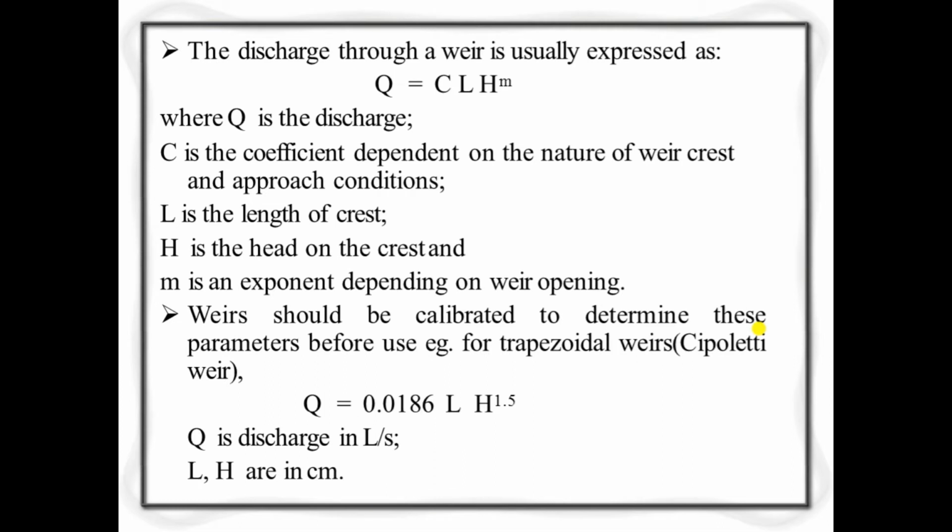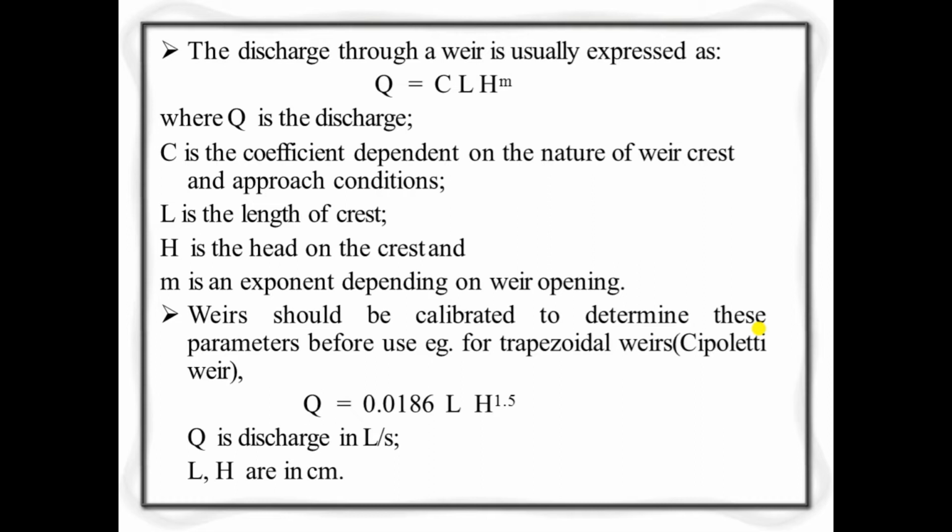The discharge through a weir is Q equal to C L H raised to M, where C is the coefficient dependent on the nature of the weir crest and approach condition, L is the length of the crest, H is the head on the crest, and M is the exponent depending on the weir opening. So the value of M depends on that particular weir opening. A weir should be calibrated to determine some of those parameters before use. That is the calibration parameter.